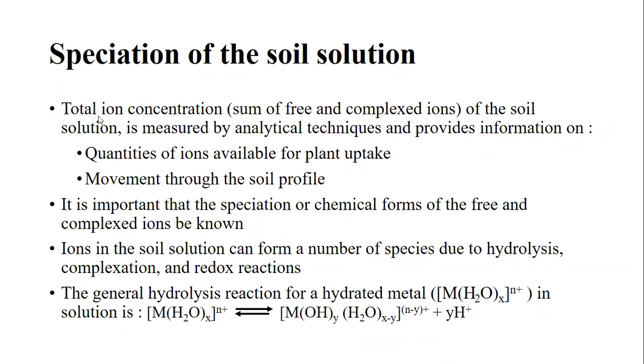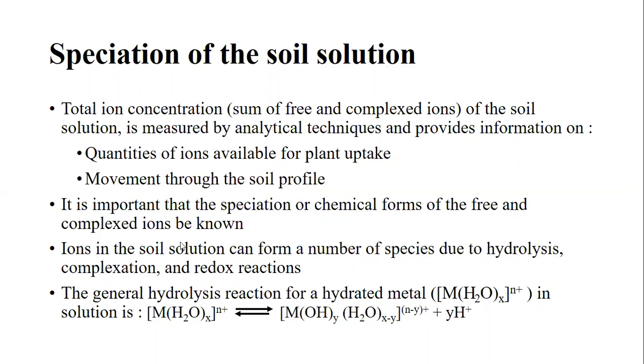What do we understand? Why do we do this total? It gives us quantities of ions available for plant uptake. Plants will take the single ion. The minute they take a single ion, some of the complexes will form, change, and give you the single ion again. Every one of them goes into certain equilibrium. So anything that's in solution, the plants eventually will utilize. Also the movement through the soil profile: these are all ions. So it will give you how mobile it is, how much it moves in the soil solution, going downward. It is important that the speciation of chemical forms, free and complex, be known.